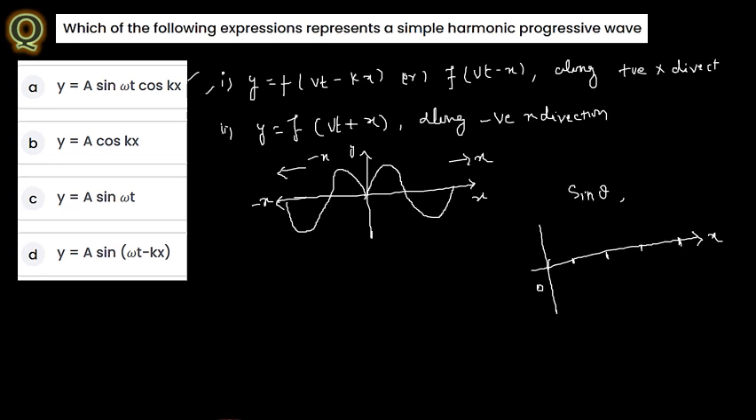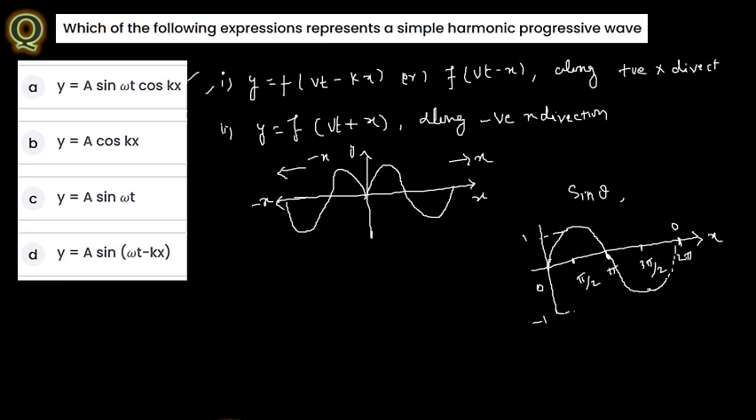Sine 0 is 0, sine 90 is 1. So this is the maximum peak, the amplitude here is 1. Then 2 pi by 2 is pi, 3 pi by 2 is 270, and 4 pi by 2 is 2 pi. Sine 180 is 0, and sine 270 is minus 1. And again sine 2 pi is 0. This is the sine wave.